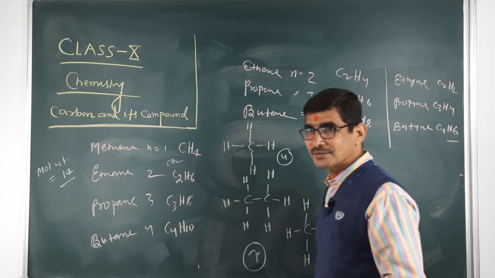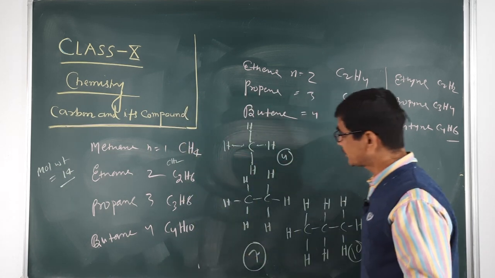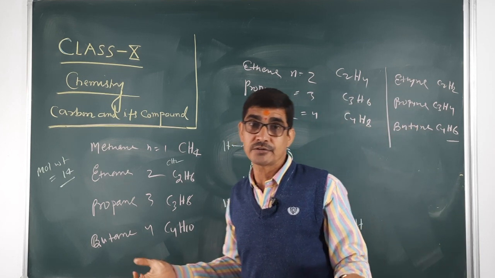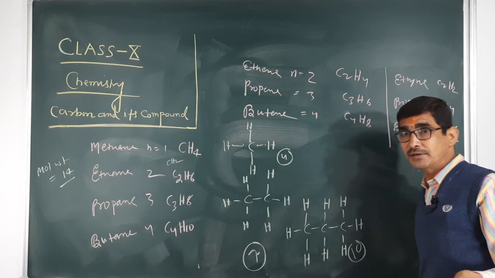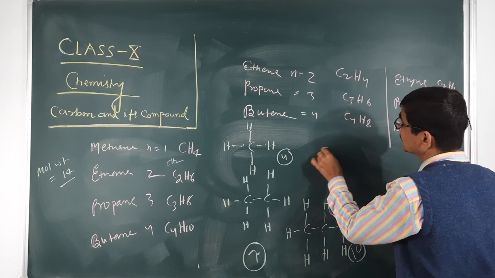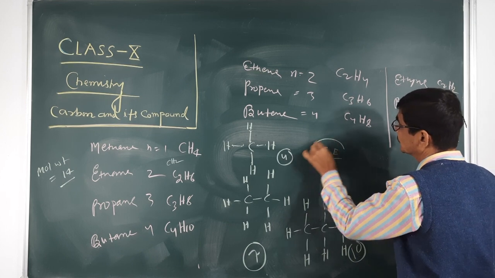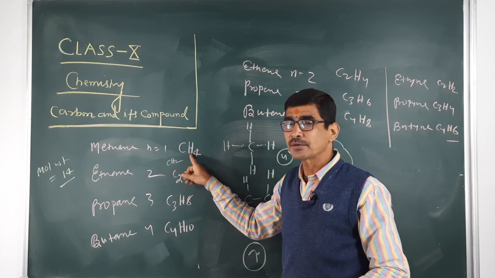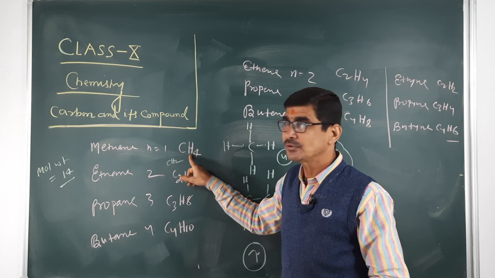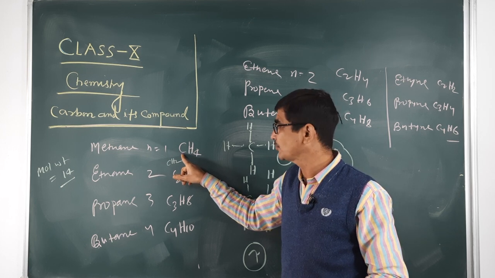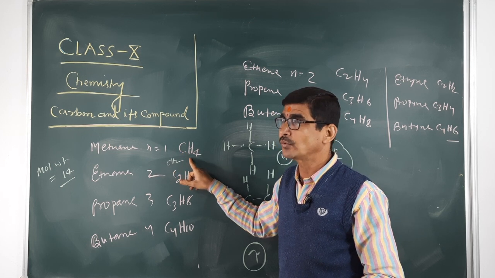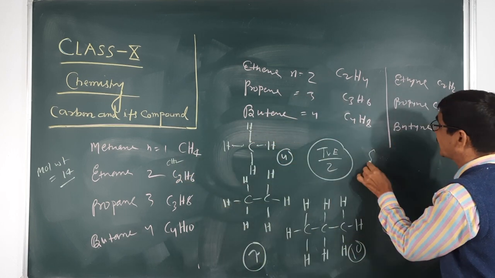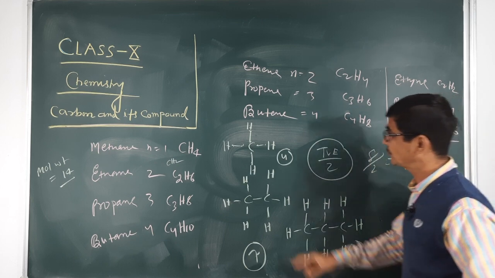But one more trick here. If you want to calculate the number of covalent bonds without drawing the structure of a saturated or unsaturated hydrocarbon, there is one way: total valence electrons divided by 2. So how many valence electrons are present in methane? I mean carbon and hydrogen. Carbon has 4 valence electrons, hydrogen has 1. So 4 and 1 times 4, that is 4 plus 4, 8. 8 by 2 is 4. So 4 covalent bonds are here.